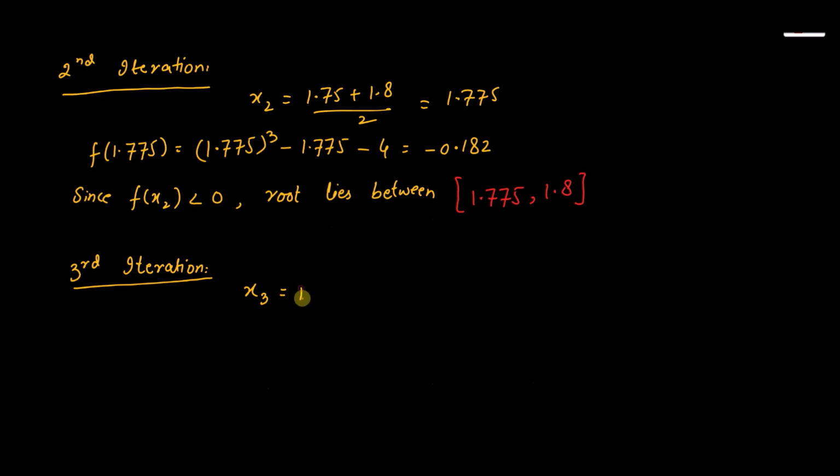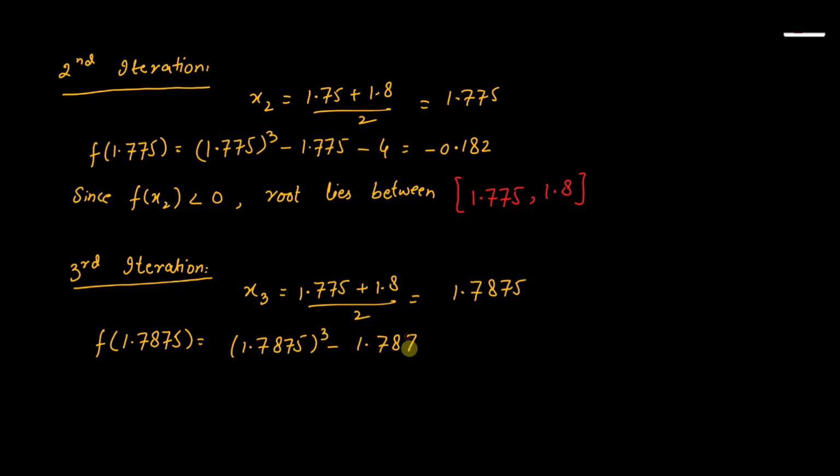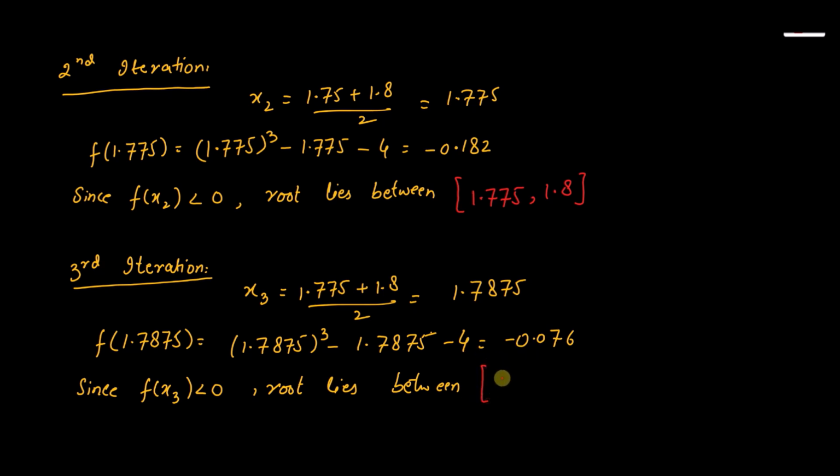We have x3 equals (1.775 plus 1.8) divided by 2, and we will get the result 1.7875. Now we substitute into the function in order to examine the sign. 1.7875 cubed minus 1.7875 minus 4. So we will get the result negative of 0.076. Since f of x3 is again less than 0, we need to update our result on the negative side of the interval. So our updated interval will be 1.7875, 1.8.